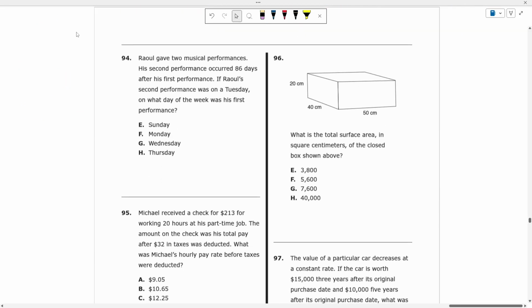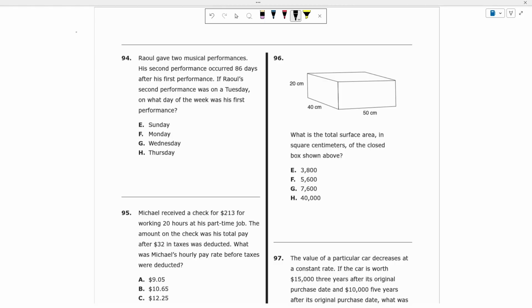Number 94 says that Raul gave 2 musical performances. His second performance occurred 86 days after his first performance. If Raul's second performance was on a Tuesday, on what day of the week was his first performance? So for this number, you need to kind of notice something about dates.